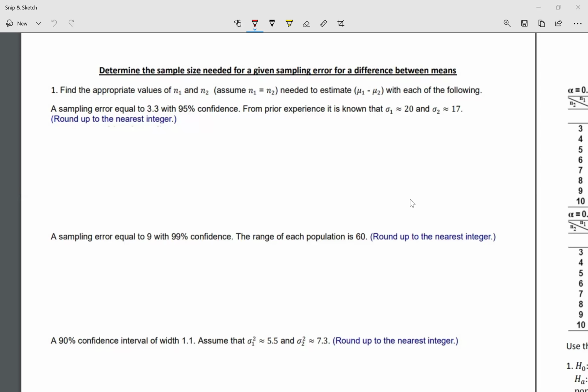Now we're going to determine the sample size needed for a given sampling error for a difference between means. Find the appropriate values of N1 and N2, the sample sizes, and it even says assume they are equal, needed to estimate the difference of the means with each of the following. A sampling error equal to 3.3.